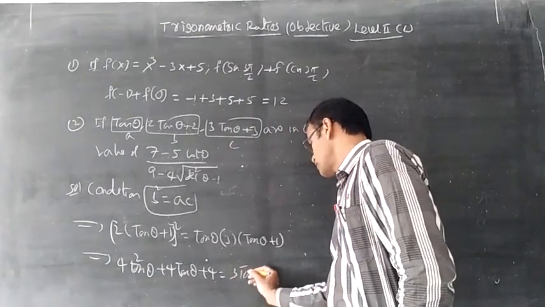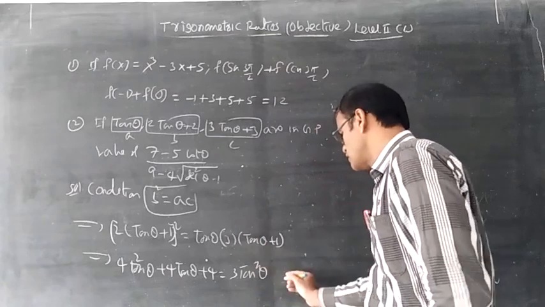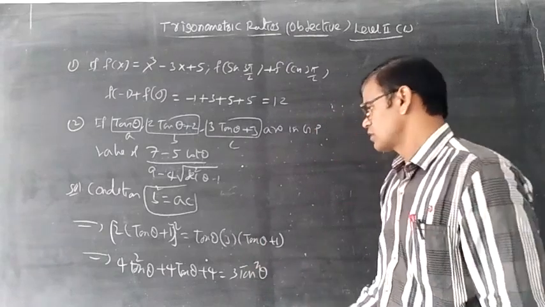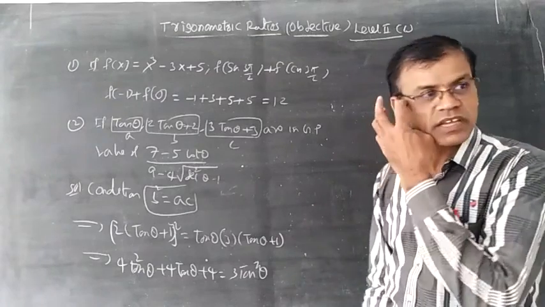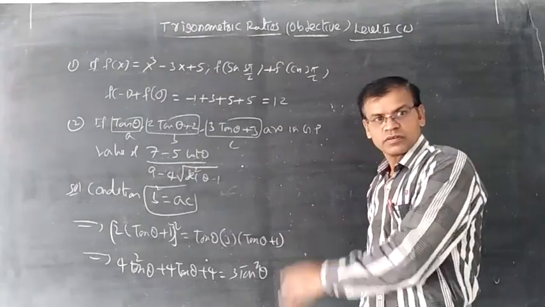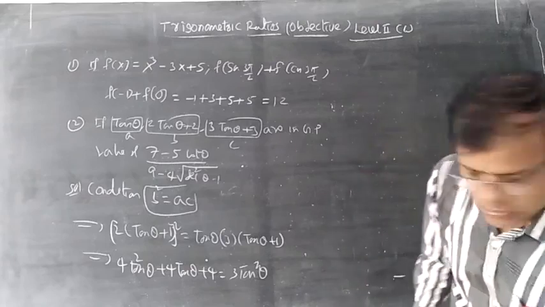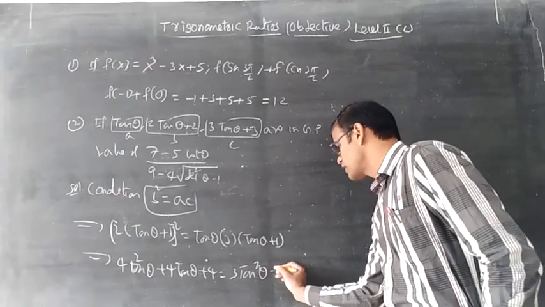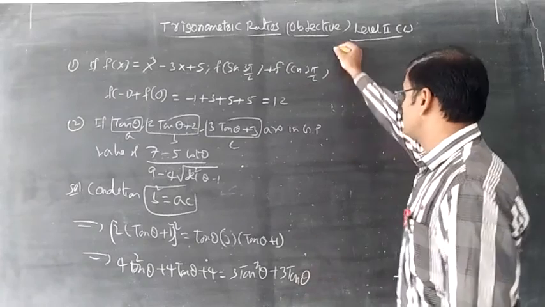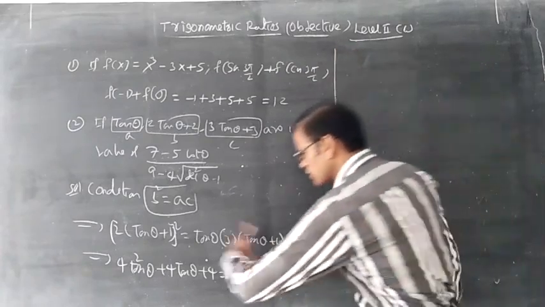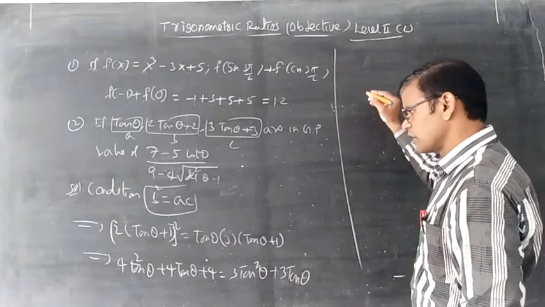Oh, nothing will happen. Right, 3 tan square theta. Otherwise, we can do one thing. Tan theta plus 1 gets cancelled. Okay, two cases we will write. What is happening? 3 tan square theta plus 3 tan, 3 tan square theta plus 3 tan. This term is taken to that side.